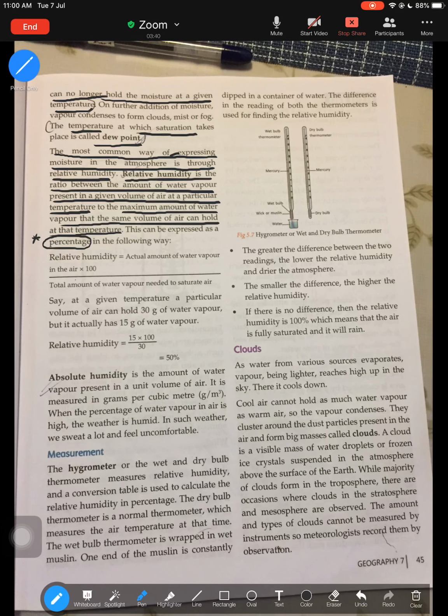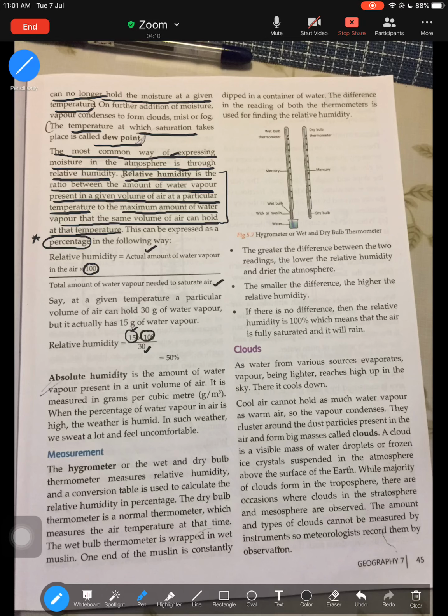So what have you underlined here? Relative humidity means the actual amount of water vapor that is present in the air. Let's say 15% of water vapor is present in the air today, into 100 because it's in percentage, divided by the actual amount of water vapor that the air can actually hold. Let's say 30% of water vapor that the air can actually hold, but only 15 is present today, into 100. So this is how we get relative humidity.